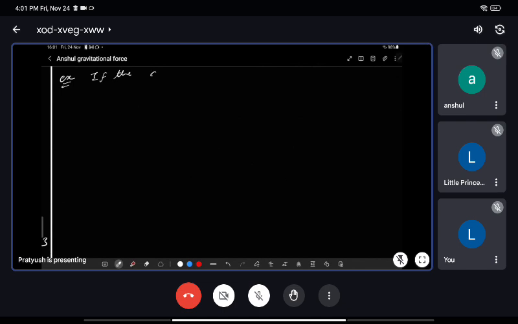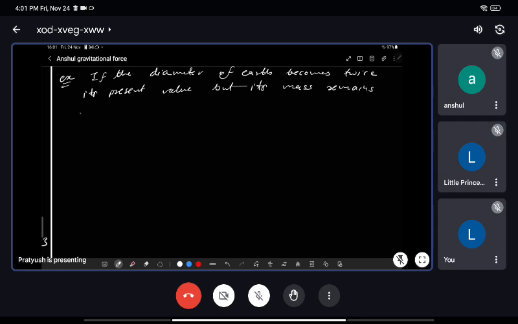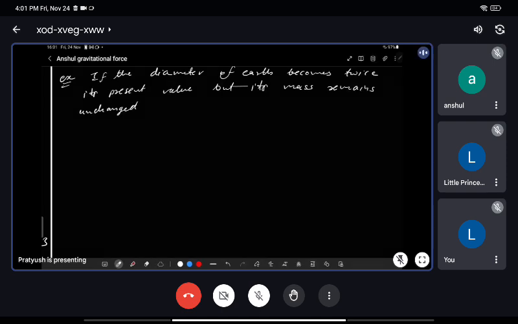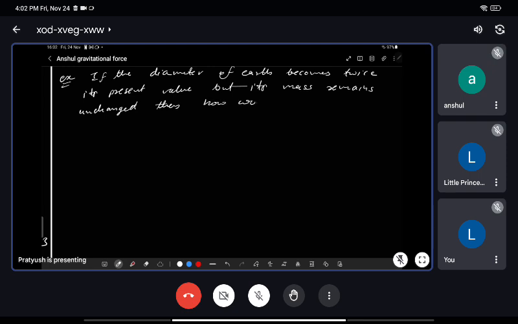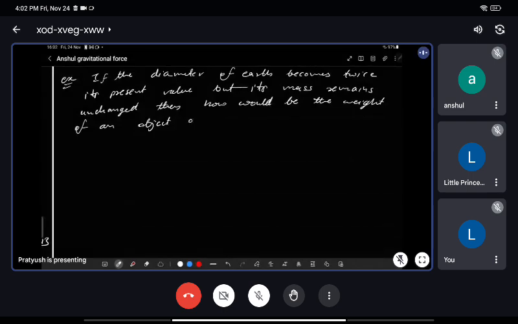If the diameter of Earth becomes twice its present value, but its mass remains unchanged, then how would the weight of an object on the surface of Earth be affected?